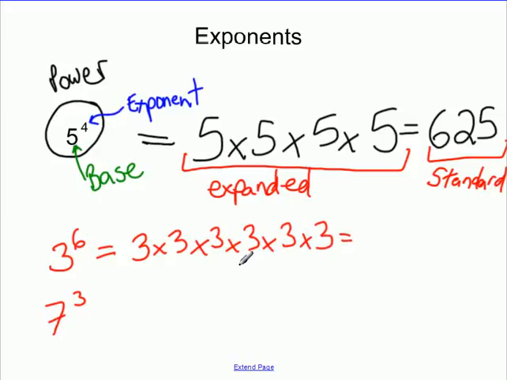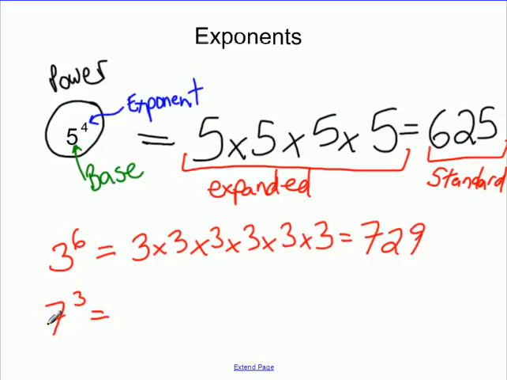Okay, so there we go. I have 6 3's multiplied together. All I have to do is figure out how much that is. And that would be 729. So 3 to the power of 6, this is the expanded version of it, where I show the repeated multiplication, and it's equal to 729.